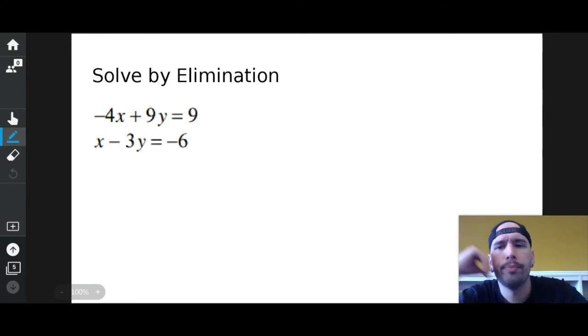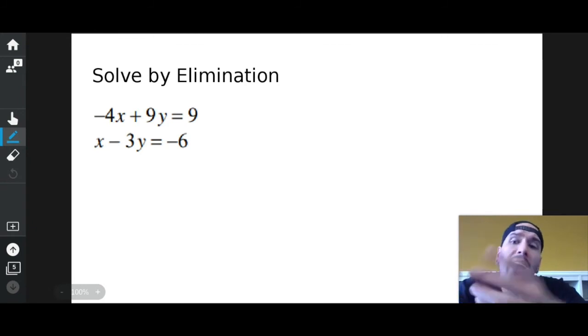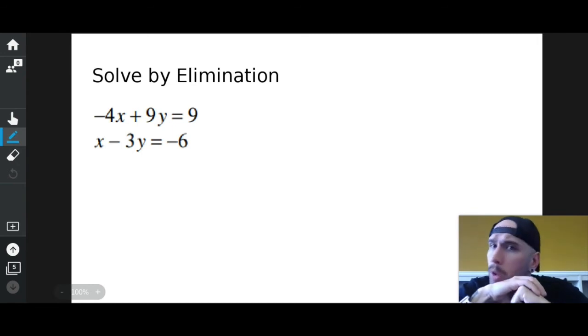Ugh. Blah. So this is all a mess. I have -4x. Everything's stacked up nicely, but the x's, one's -4 and one's regular x. The y's, one of them is 9, the other one's -3. Can't do much there. So which one do you want to get rid of, the x or the y?